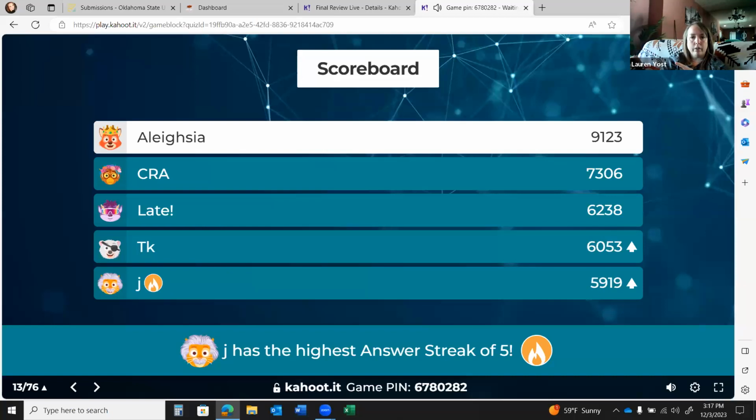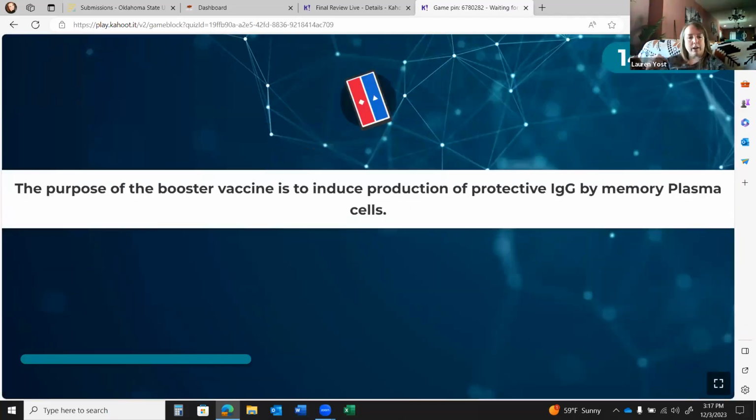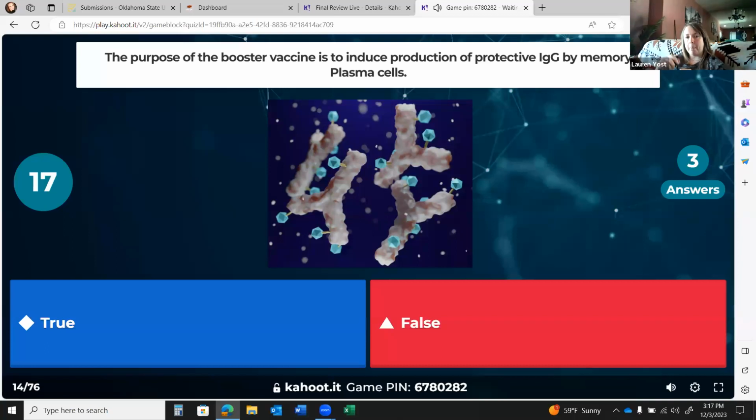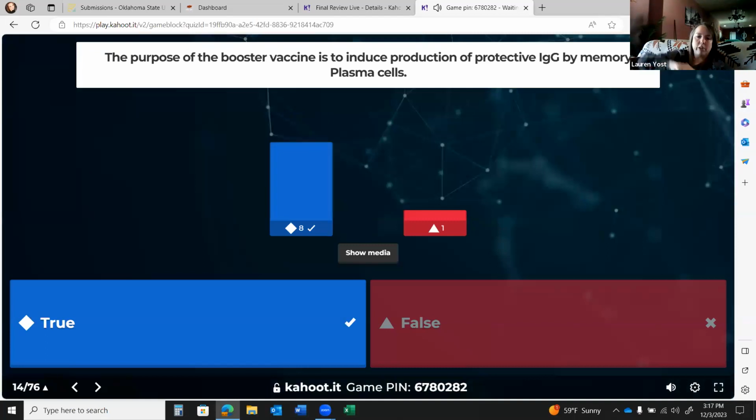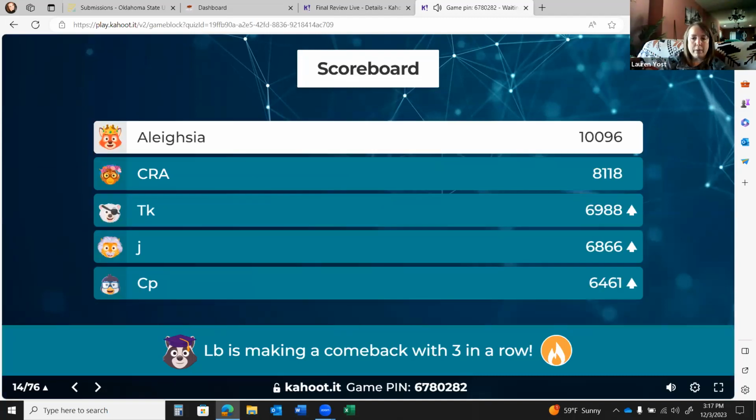Artificial active. All right, this one's a true or false. The purpose of the booster vaccine is to induce production of protective IgG by memory plasma cells. Yeah, so this one's true. Great job. Great. That's the whole point of all of this, right? Develop that memory.